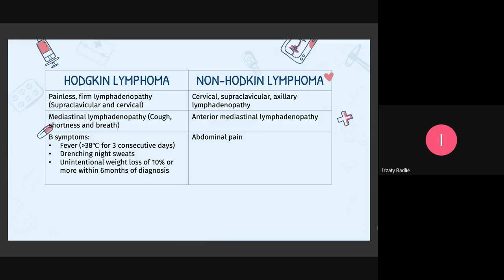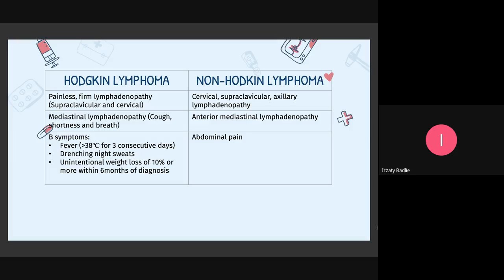The next one is lymphoma. We need to differentiate between Hodgkin lymphoma and non-Hodgkin lymphoma. In children, non-Hodgkin lymphoma is usually more common than Hodgkin lymphoma. Usually lymphoma will present with B symptoms such as fever, night sweat, and loss of weight. They will also have lymphadenopathy and may have involvement of mediastinal lymph nodes, in which the patient may present with SOB and also cough.